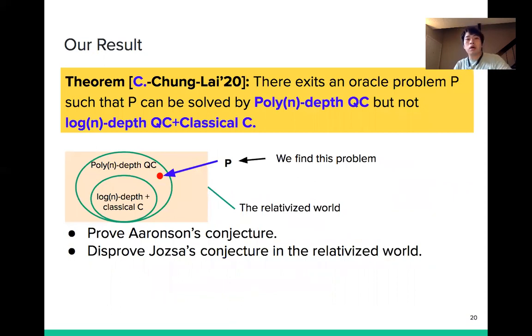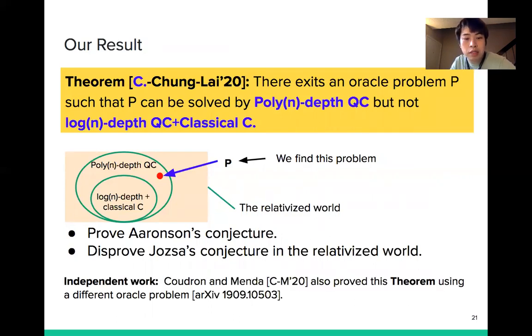Now, in our paper, we show that there exists an oracle problem P such that P can be solved by a poly-n depth quantum computer, but not by a log-n depth quantum computer plus a classical computer. So we find this problem, which is in the outer circle but not in the inner circle, in the relativized world. Relativized world means that our result is relative to some oracle. So this proves Aaronson's conjecture and also disproves Jozsa's 2005 conjecture in the relativized world.